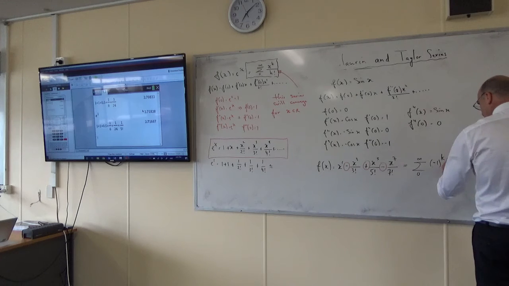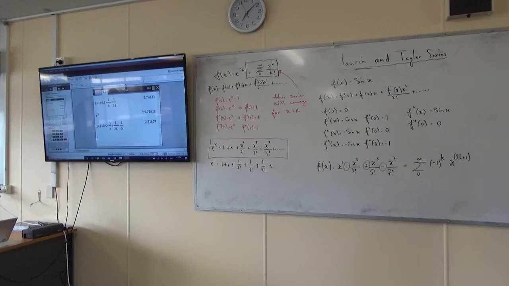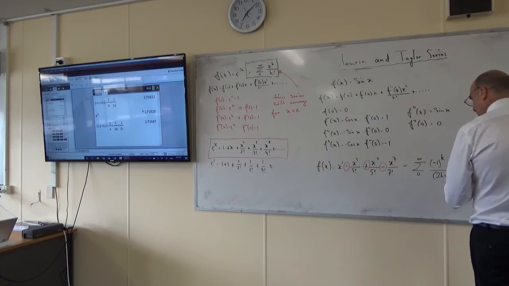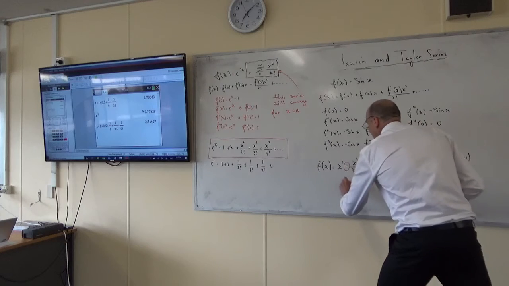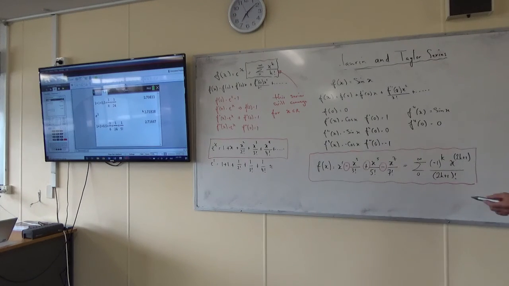And then what's my x raised to the power of? 2k plus 1. Over 2. But I don't think that's going to work, is it? When we're at 1, yes, of course it's going to work, Mr. Stewart, you crazy man. Divided by 2k plus 1 factorial. Thank you. And if you were to do a ratio test, that would converge too. And that's also in your data booklet.